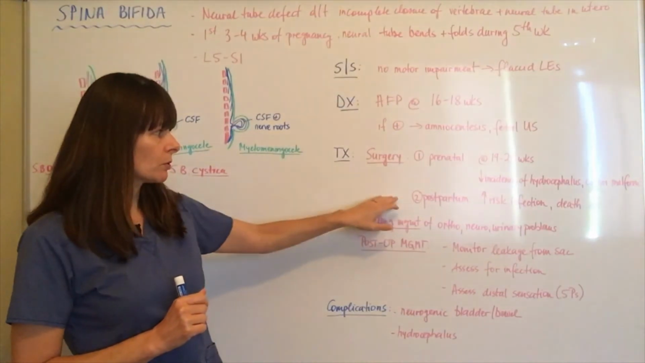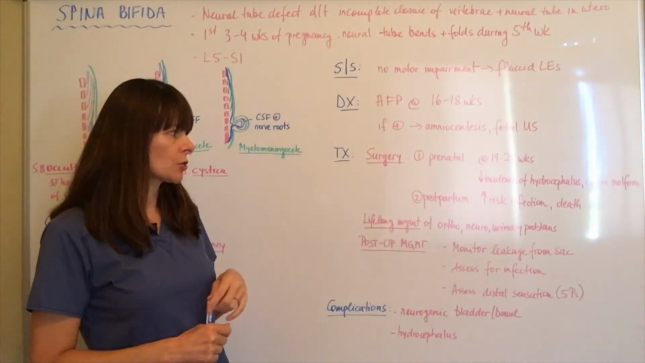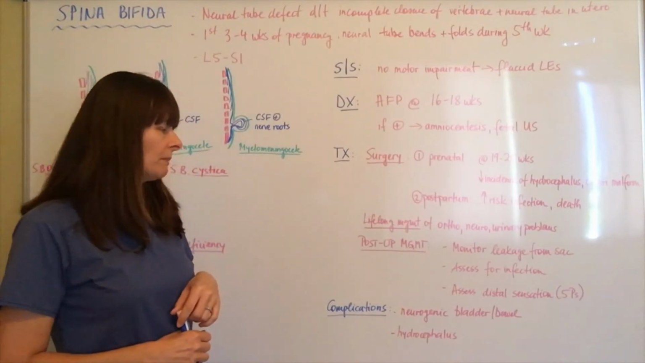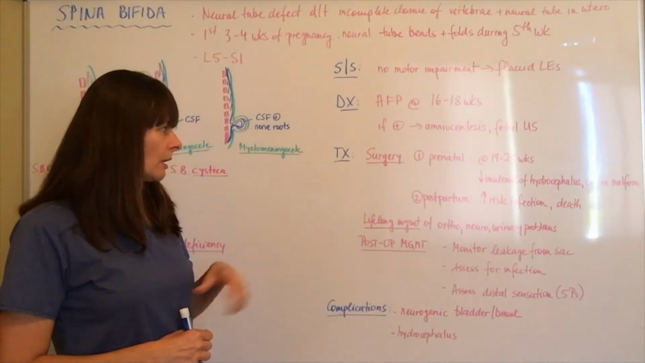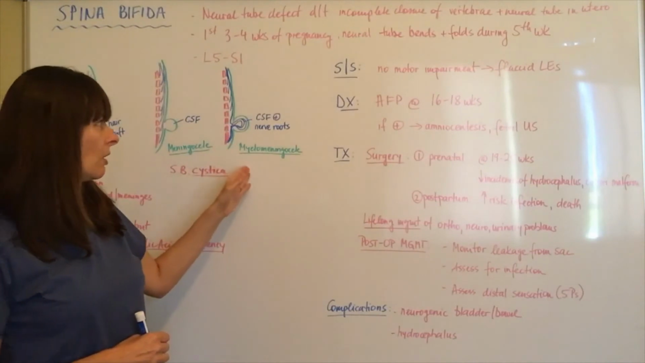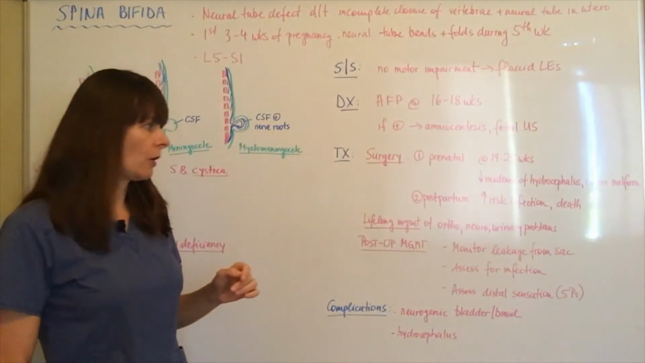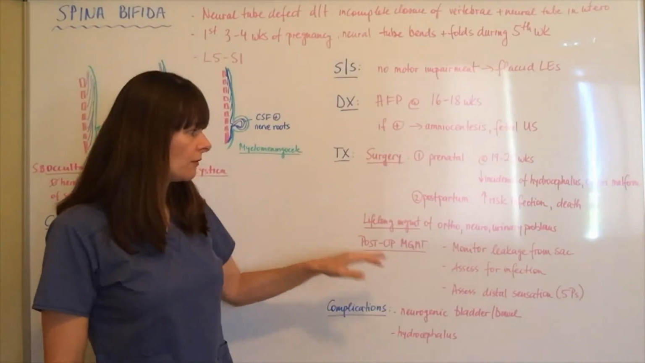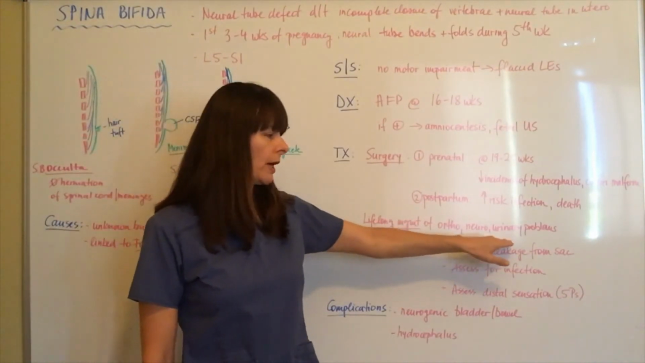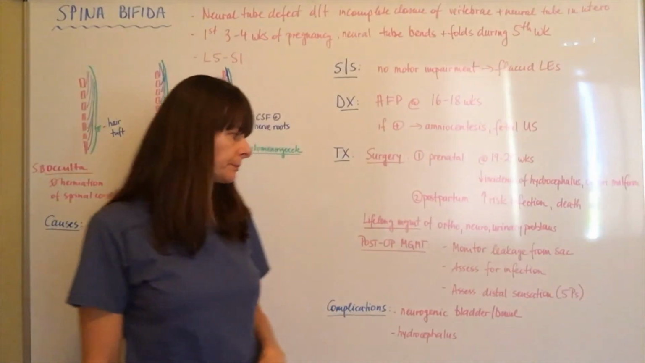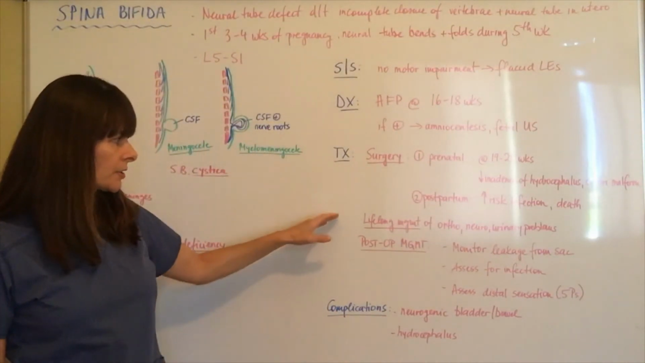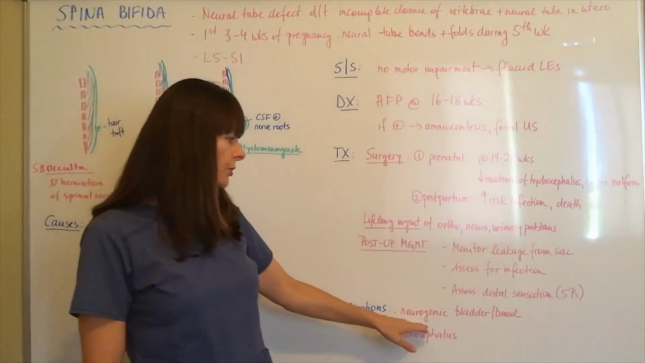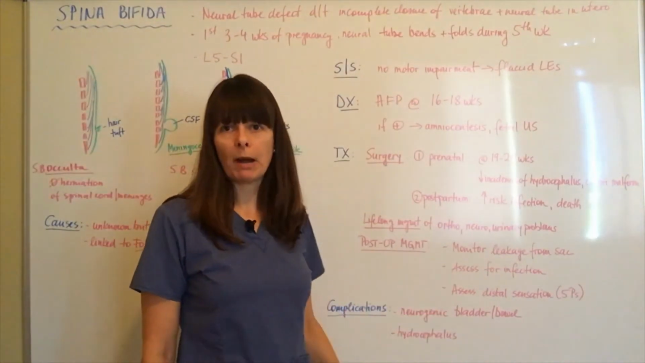But also postpartum surgery will put the patient at increased risk of infection. And because, again, of the degree of the nerve root involvement here, the patient will need lifelong management of their orthopedic, neural, and urinary problems. And let's just skip down here: the most common complications are neurogenic bladder and neurogenic bowel.